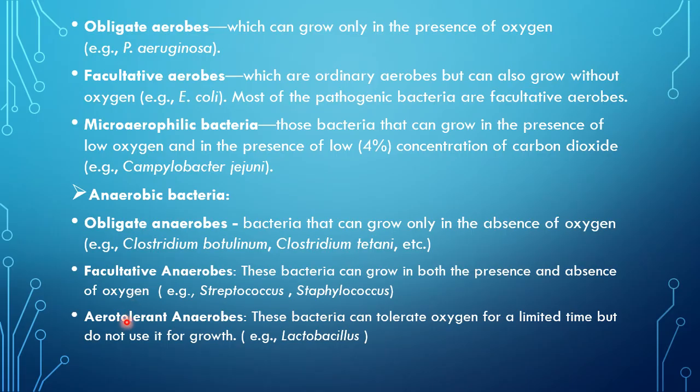And then third is aerotolerant anaerobes. As the name tells here, aerotolerant means they can tolerate air. So these are anaerobes which can tolerate air. These bacteria can tolerate oxygen for a limited time but do not use it for growth. They do not require oxygen for their growth, but they can tolerate oxygen for a limited period of time. But they do not grow. They survive with oxygen for a limited period of time. Example is Lactobacillus.